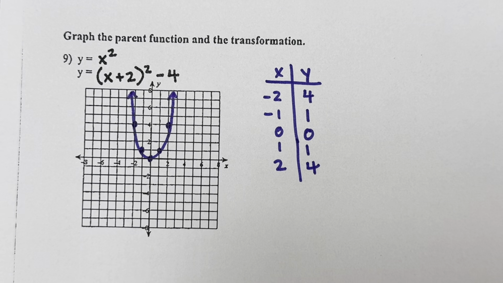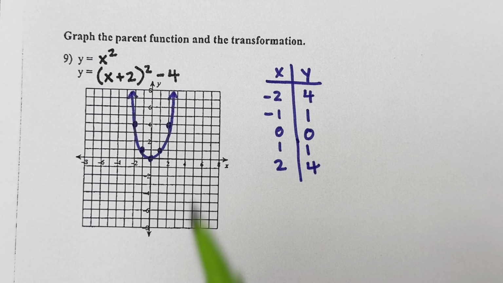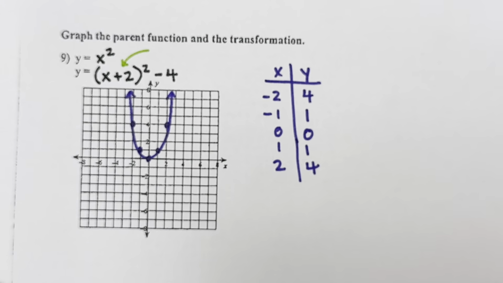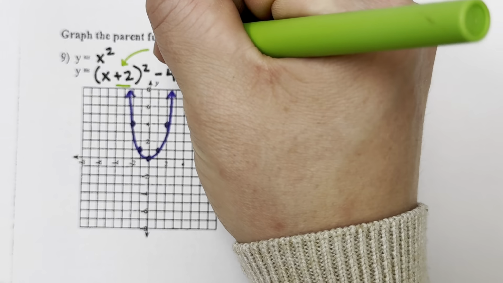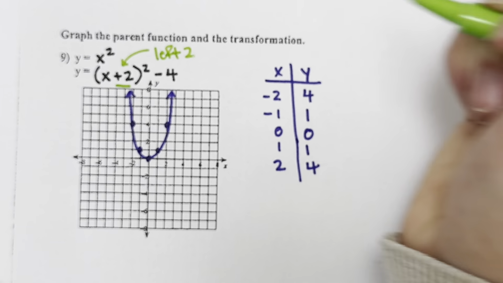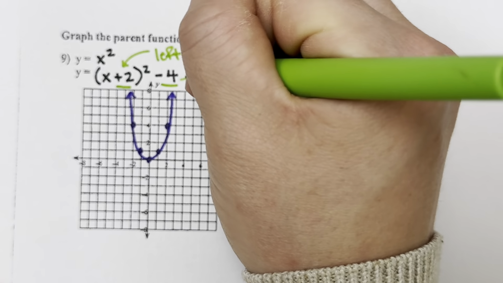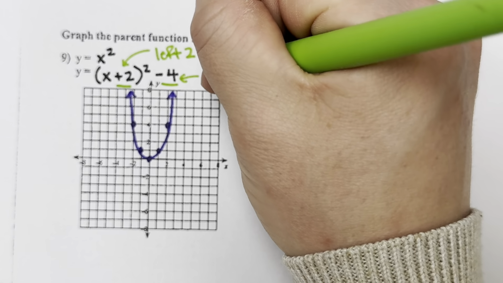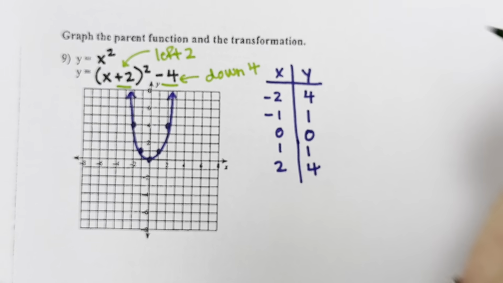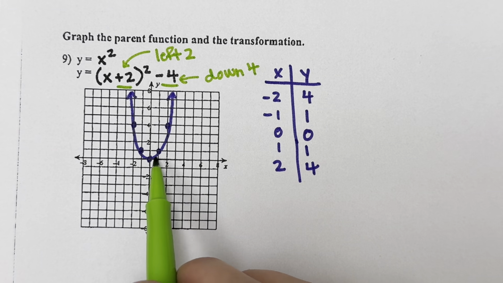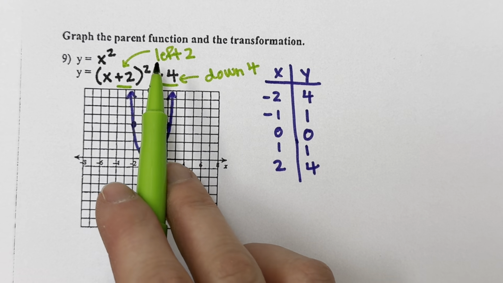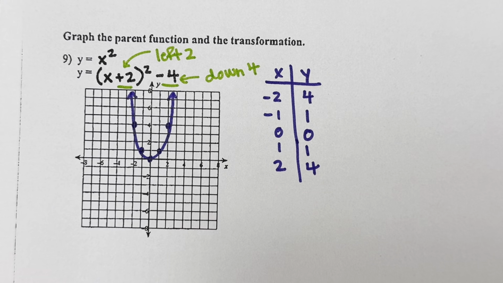What you'll need to do is graph the transformation, the function below, based on the transformations. Now if you remember, we talked about transformations. Inside my parentheses is always left and right. This plus 2 in there means we're going to be going to the left 2 spaces. This minus 4 means we're going to be going down 4 spaces. So what you need to do to put your new graph on there is take each one of those points that's already on there, take it to the left 2 spaces and down 4 spaces.